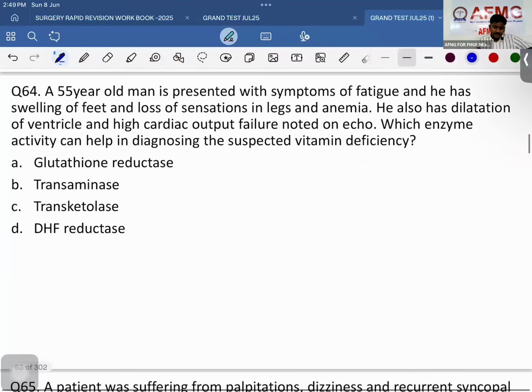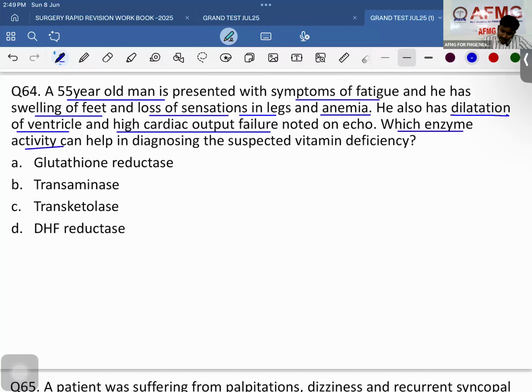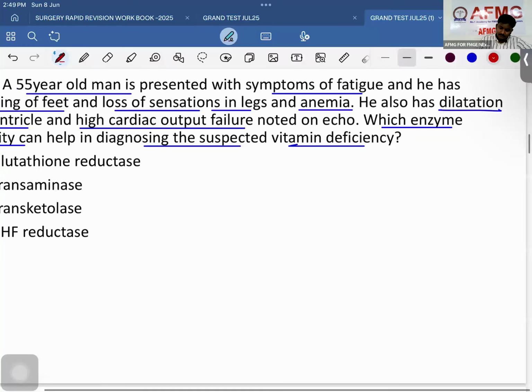Now, if they ask you about question number 64, here we are having a 55-year-old man, beta, who has presented to us with symptoms of fatigue, and he also has swelling in the feet, along with loss of sensations basically in the legs. The patient is also suffering from anemia, beta. He also has dilatation of the ventricles and a high output cardiac failure is noted on echocardiography. Which enzyme activity, beta, can help in diagnosing the suspected vitamin deficiency? Please tell me, first of all, what is the suspected vitamin deficiency in this patient?